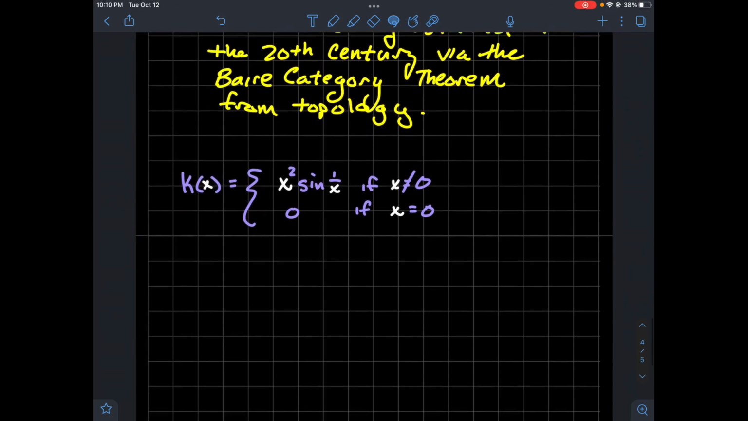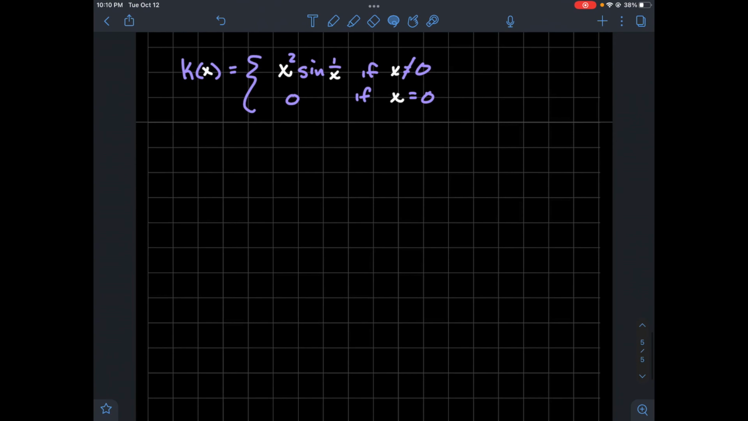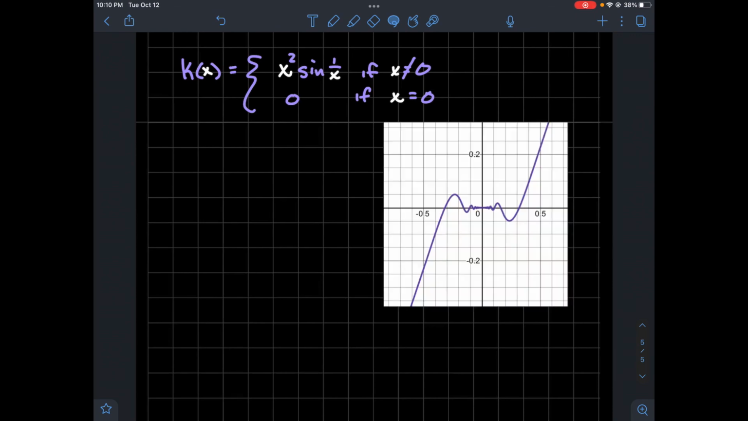And the last function that I want to consider is, what if I throw an x squared in front of sine of 1 over x if x is not 0, and still continue to let the function k be 0 if x is 0. So here's a picture of that one. And what do I see? I see that x squared shrinks the waves even more than the regular old x did as you get close to 0.